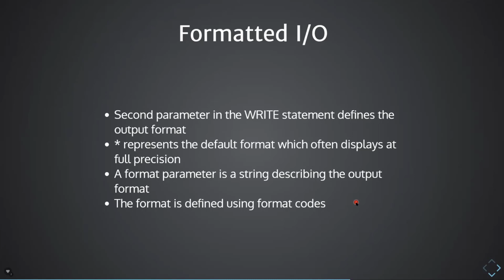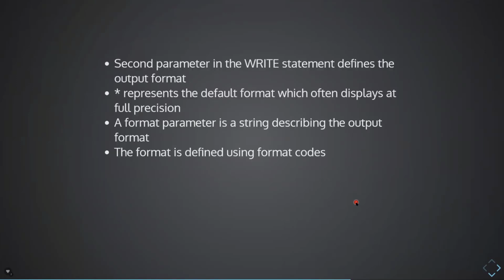Instead of a star, you can specify a format parameter, which describes the output format for you. It's similar to what you do in the Python format statements as well. And just like in Python, you use special codes to specify what kind of output you want.